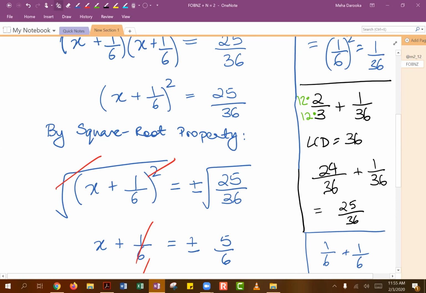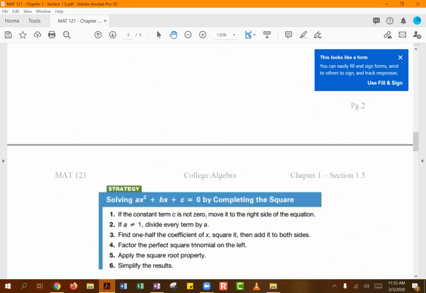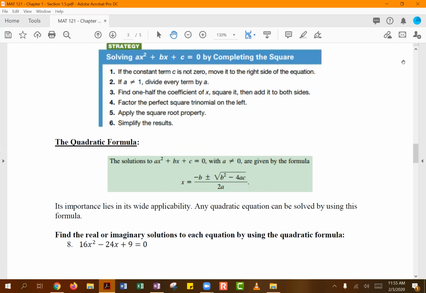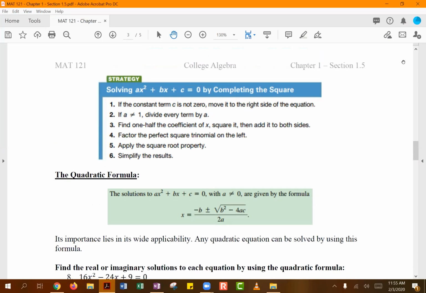Okay. So this was our completing the square. Now, you guys might be familiar with this last one, which is the quadratic formula. Just like completing the square, the quadratic formula will work on any quadratic equation. It has no restrictions. So completing the square and the quadratic formula work on all types of quadratic equations. The restrictions are with your factoring method and the square root property method. But before we get into the quadratic formula, I do want to summarize our completing the square.